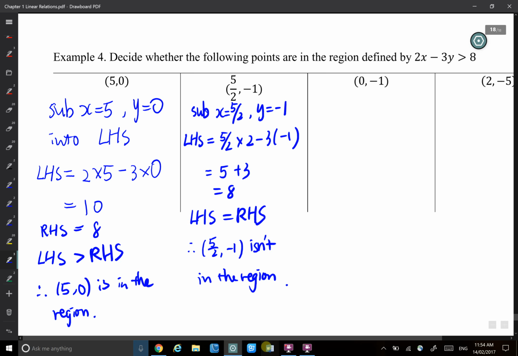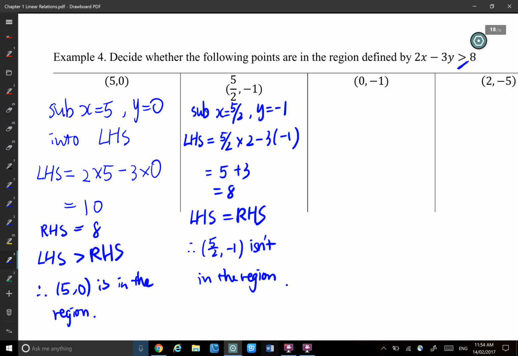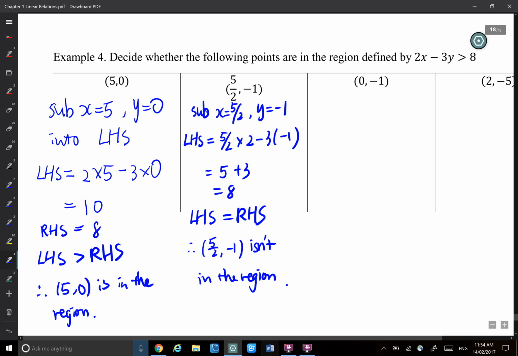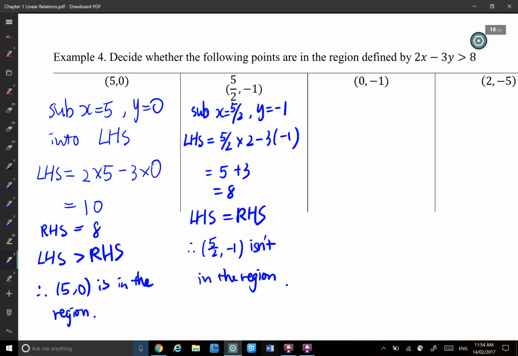Okay, but if the sign is greater than or equal to, then the point will be on the line, and this point will be in the region. But because the sign is strictly greater, it's not in the region.